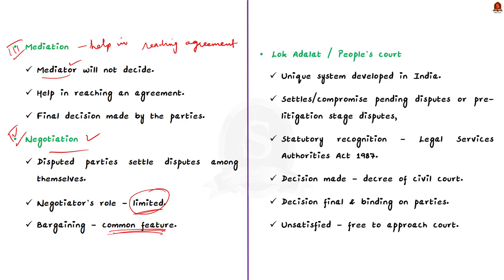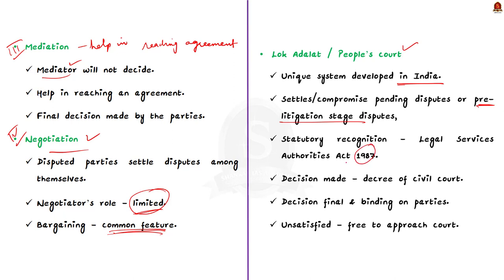Finally, we will see about Lok Adalat or People's Court. It is a unique system developed in India. It acts as a forum where disputes or cases pending in the courts of law or at pre-litigation state are settled or compromised. Lok Adalats are provided with statutory recognition under the Legal Services Authorities Act 1987.